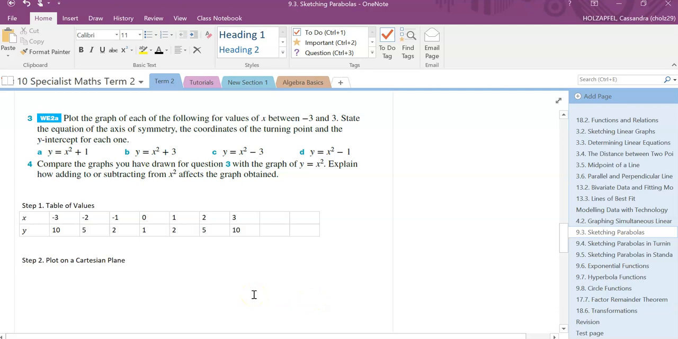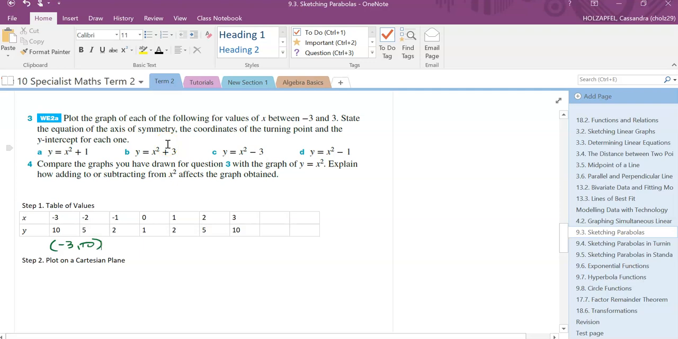All right, so have a go at the next couple of questions yourself. Create a table of values for the particular domain that they've mentioned, find the y values, and plot those as coordinate points. So for example, this first point here would be plotted as (-3, 10), and then the next one would be (-2, 5), and so on. Then just make sure that you find the equation of the axis of symmetry. Now again, all of these we can see we've just added or subtracted values on the end, so I'm going to guess that it's going to be in a pretty similar spot. And then the coordinates of the turning point and the y-intercept for each one. All right, that one's pretty straightforward.